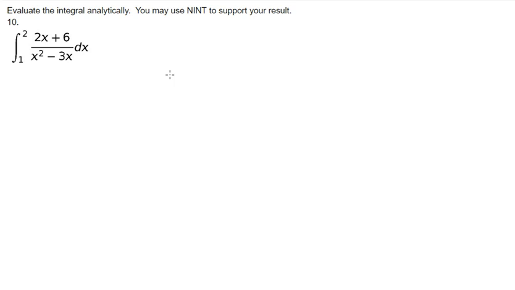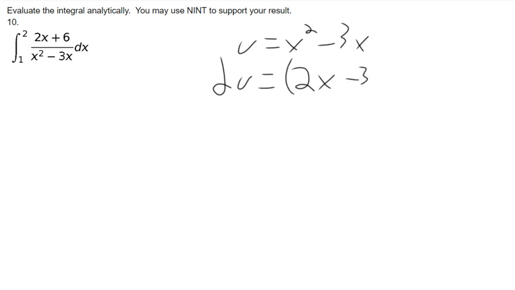Next problem, we have another definite integral. And I see my x squared right here, and the 2x right here. So that suggests I put u equal to the denominator. So I'll do this. U equals x squared minus 3x. And du will be, well, derivative of x squared, it will be 2x, and derivative of minus 3x will be minus 3. And then we'll have the dx out here.